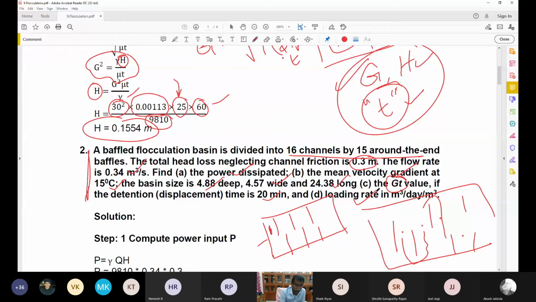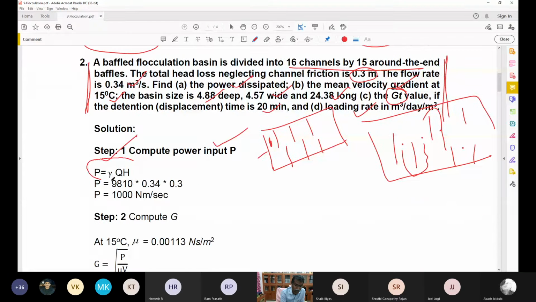Yes. So power input, you can calculate with this formula. You're already familiar with it from fluid mechanics: gamma QH. P is equal to the specific weight of water, 9810, times Q, which is already mentioned in the problem as 0.34 meter cube per second, multiplied by 0.3 meter as the total head loss. Thereby P is equal to 1000 Newton meter per second. So this is direct substitution. You can calculate the power input. Is it fine?